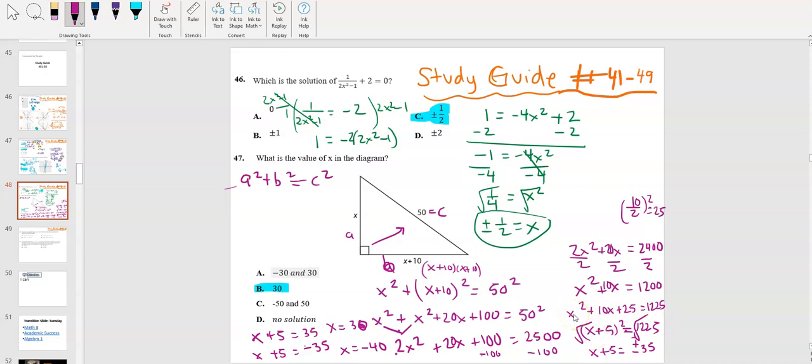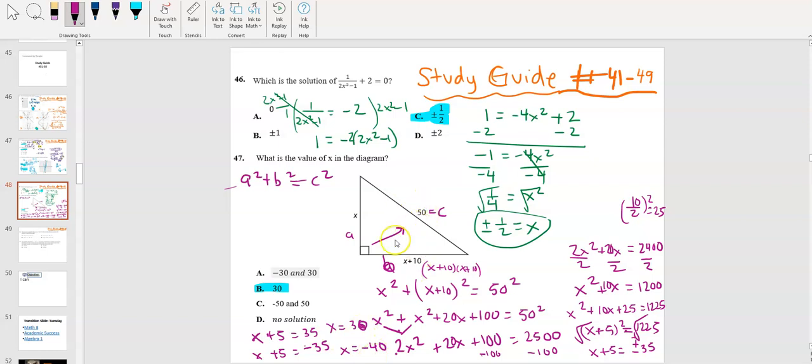Took my perfect squared trinomial and turned it into a binomial squared. Then did the square root of that, and I got x plus 5 equals positive or negative 35. Moving over here, I split that into two problems. So x plus 5 equals 35 and x plus 5 equals negative 35. When I solve those, I get a positive 30 as one option and a negative 40 as another option.